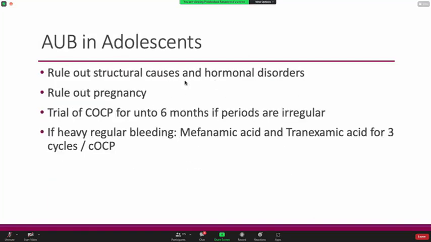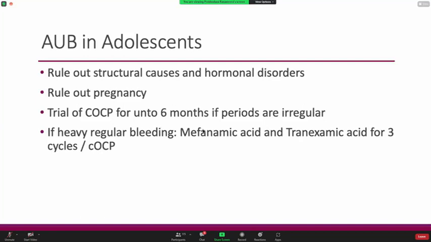Right. Now, in younger age, especially less than 18 years, a lot of times you have to rule out pregnancy first, especially nowadays, right? And then whether there are any structural problems or hormonal disorders like Cushing's, congenital adrenal hyperplasia, prolactinomas, hypothyroidism. You have to check girls like that.